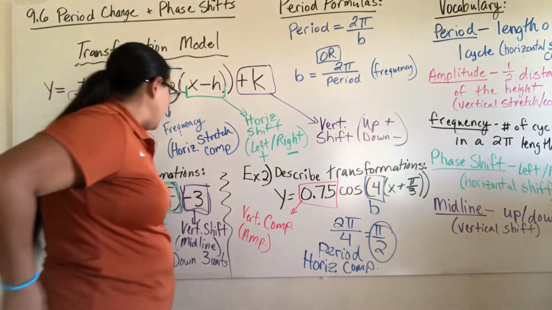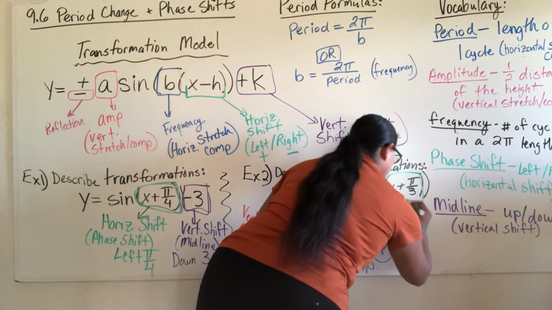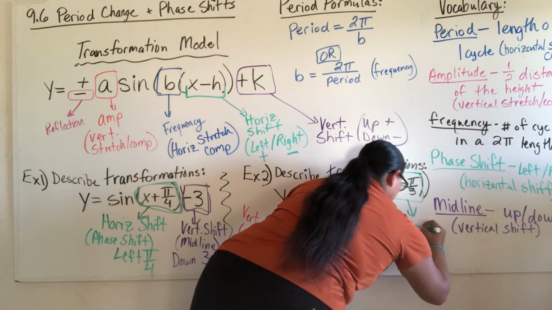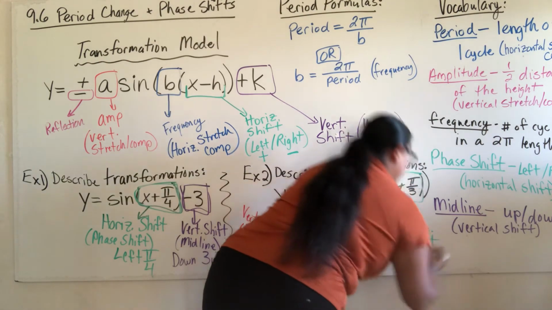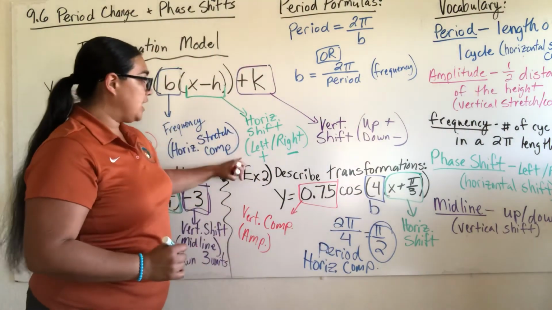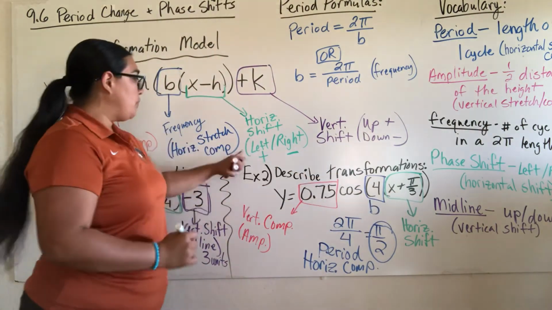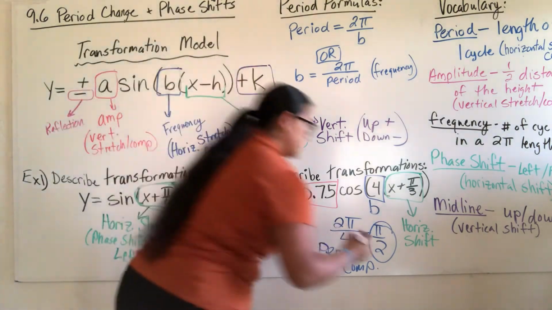So let's do this one really quick. All right, so we'll highlight this. Horizontal shift. And now let's think to ourselves, is this going to make it move left or right? So going back to our key here, that's a plus. So plus is going to make it move left. This is going left pi over 3 units.